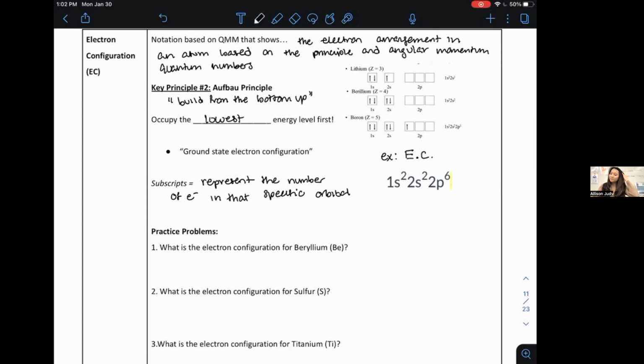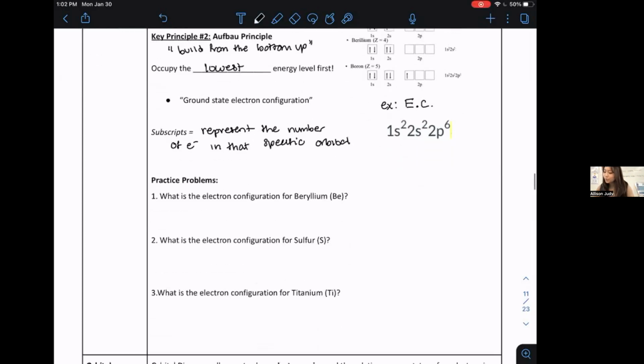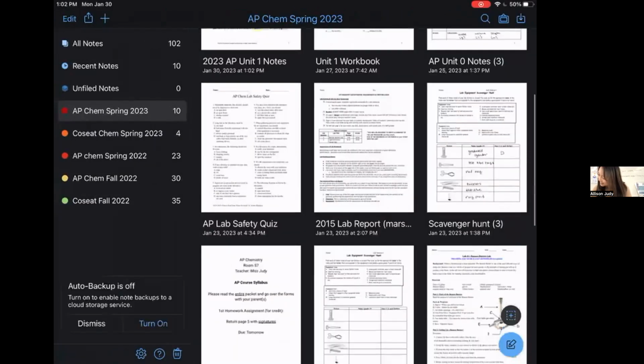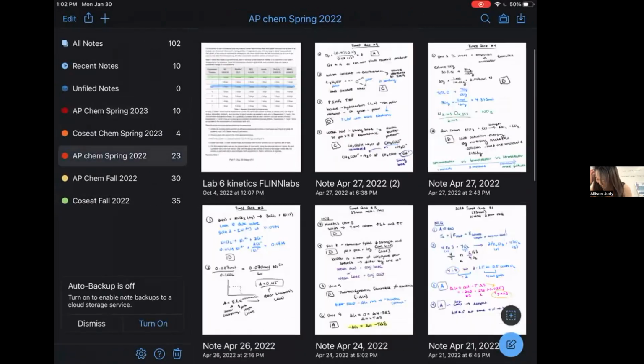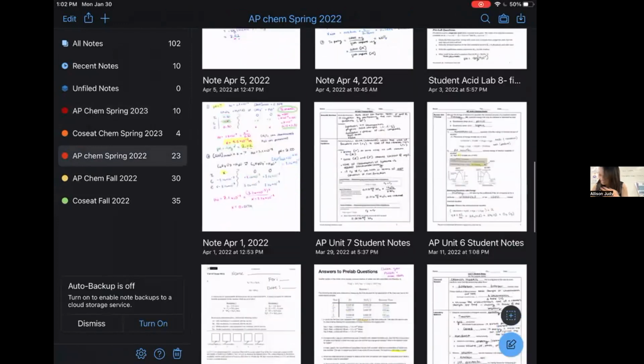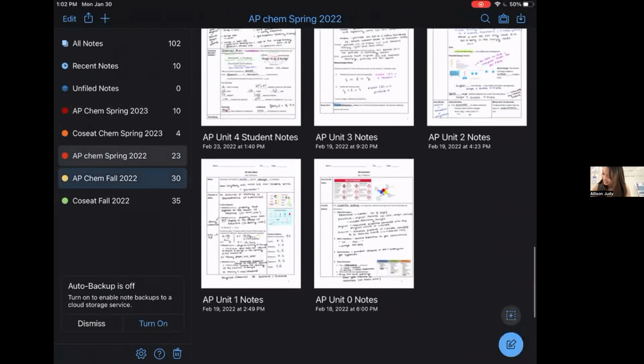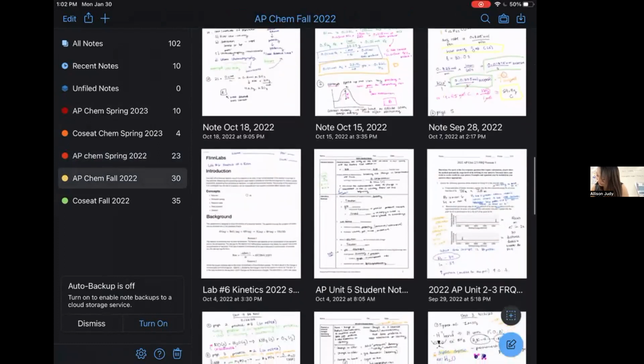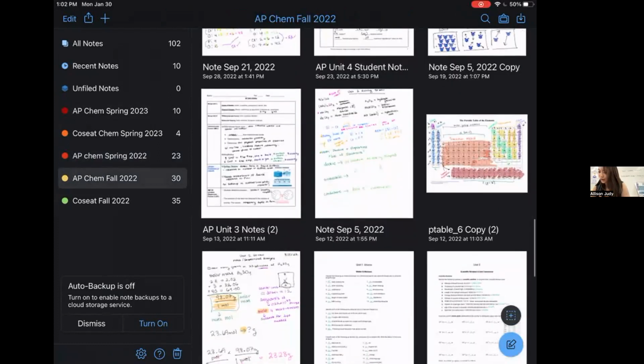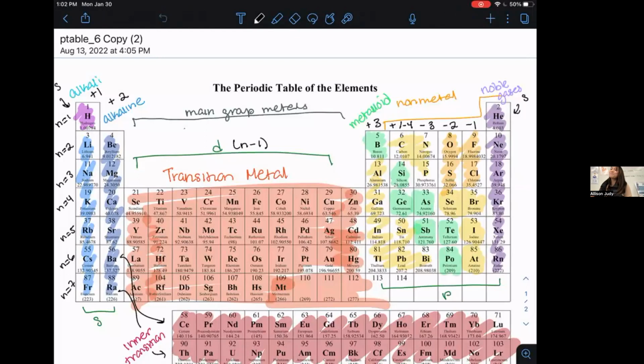Okay. So let's do beryllium together. If we pull up the periodic table, this is what you're going to actually decorate. This is what you're going to color in, okay? What we want to do is write the electron configuration for beryllium.